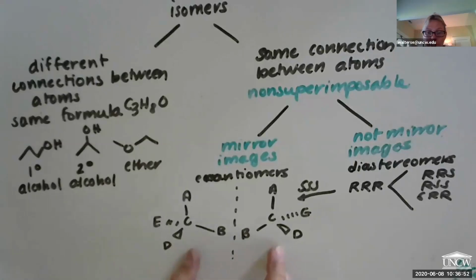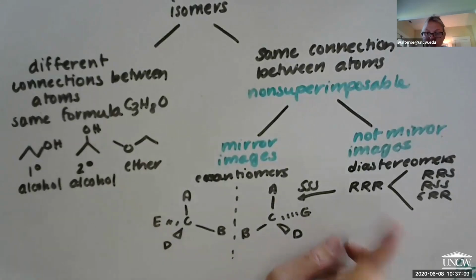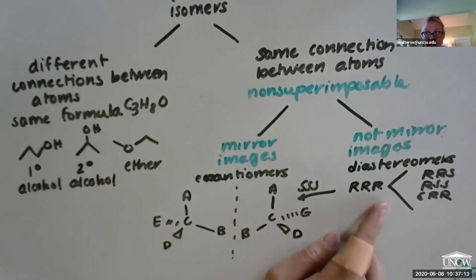And the enantiomers are going to have the same physical properties. They'll have the same intermolecular forces, the same polarity, same melting point, same boiling point, same water solubility, equal but opposite optical rotation. A diastereomer will have a different melting point, a different boiling point, and a different optical rotation.